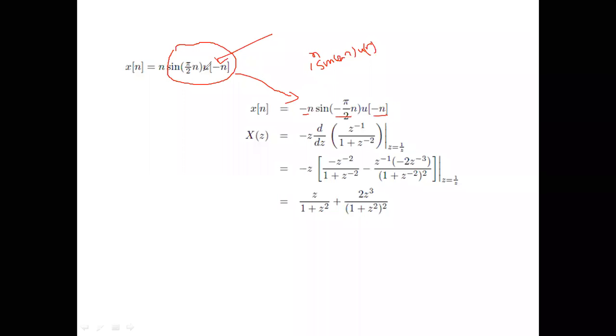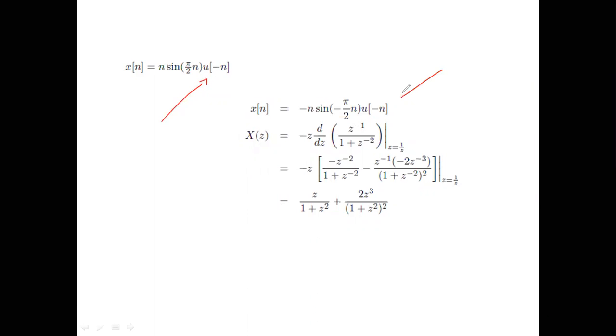Here we could not, at this particular point, straight away apply the time reversal property, whereas at this particular point now we can apply the time reversal property, because every n has been replaced by minus n. Here we can apply the property. We are ready. Okay, now which property should we apply here?